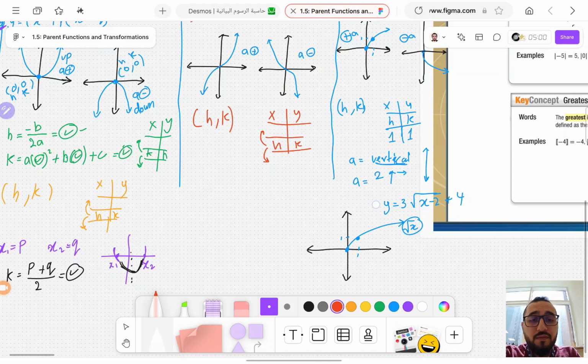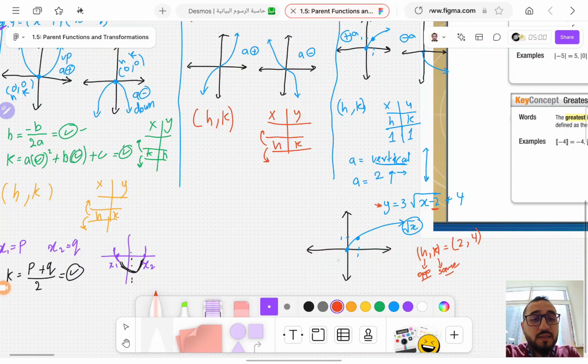Now if I need to graph this one here, first I have to identify h and k. What is h and k here? H and k is 2 and 4. Why do I take 2 and not negative 2? Because for h you always take the opposite sign, and for k you take the same sign. This is a rule, just keep it in your mind. Always h should be the opposite sign and the same sign for k. So as you can see, it was negative 2, so it's 2 and 4, it will be 4.